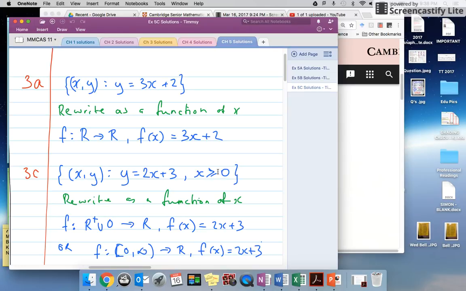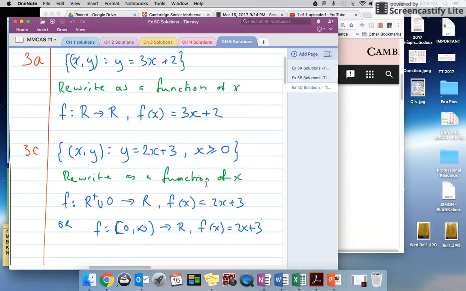Our domain is x is greater than 0. So this is why we use that interval notation and different sorts of notation. So we could rewrite this as a function of x. So we've got two ways. We can say the function such that the positive real numbers union 0 maps onto the real number plane, for the function f of x is 2x plus 3. So where that y is, we're changing it to f of x.